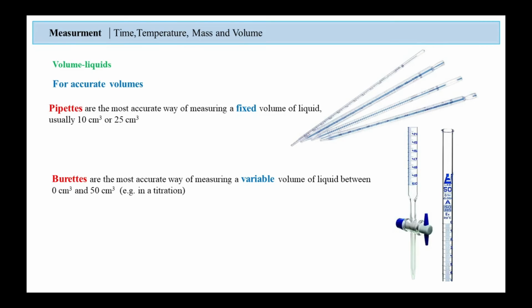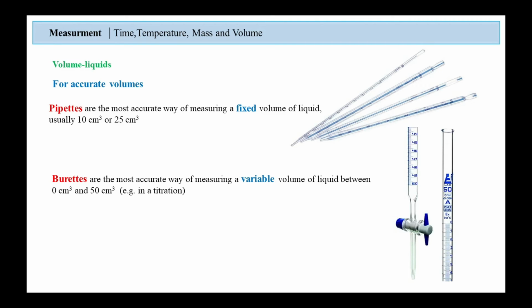But if we are looking to measure accurate volumes, we will be using pipettes or burettes. Actually, as you can see in the top figure, here are four different pipettes which are represented. And pipettes are considered to be the most accurate way of measuring a fixed volume of liquid, usually between 10 and 25 centimeters cubed.